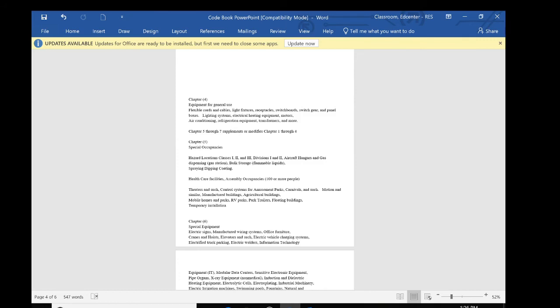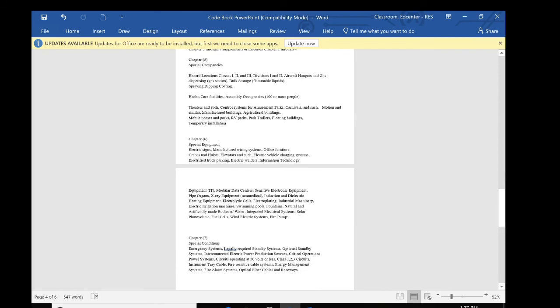Panel boards, switchboards, receptacles, switch gear. Switch gear is like a panel but just bigger. Panel boxes, lighting systems, electrical heating equipment, motors. It has motors in there. Whole section on that, Article 430. Air conditioning, refrigeration, appliances, Article 422. Transformers are Article 450 and more, so a lot in all these chapters. But first 4 chapters, remember, that's all our basic stuff. Chapter 5 through 7 supplement or modifies chapter 1 through 4.